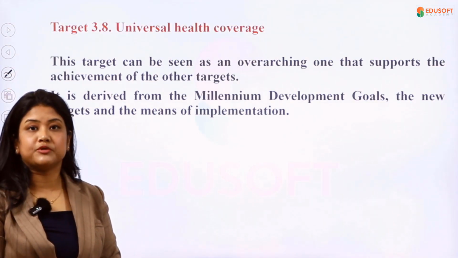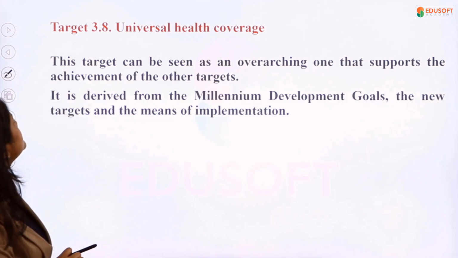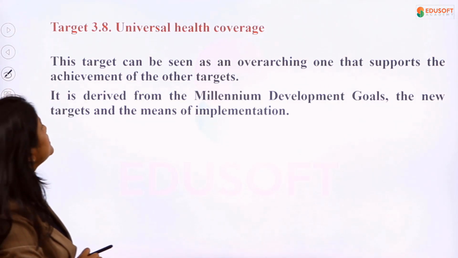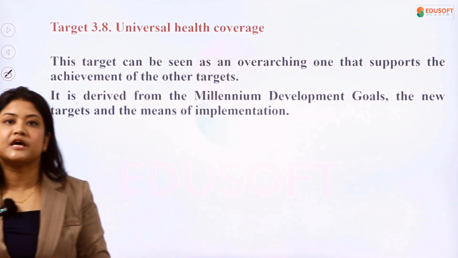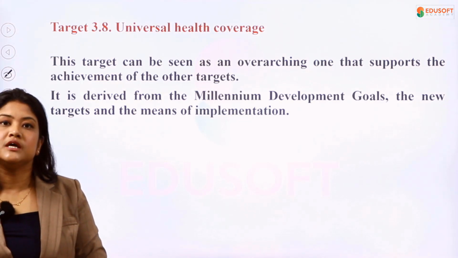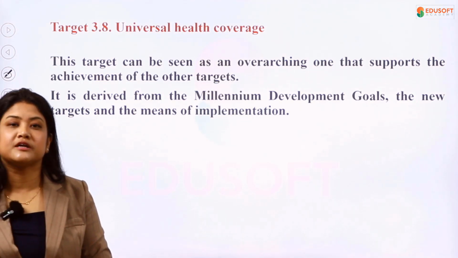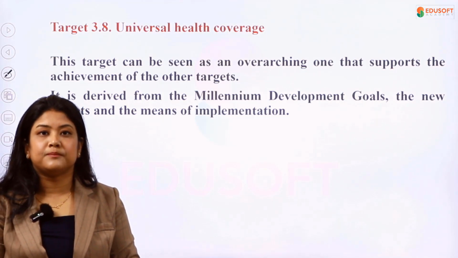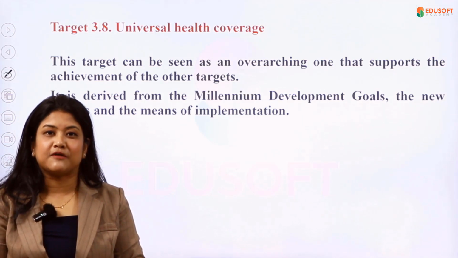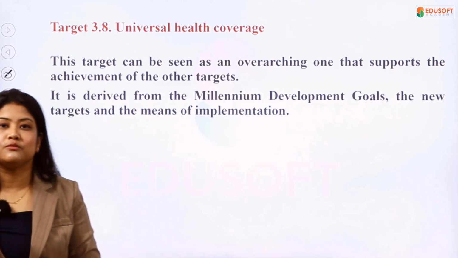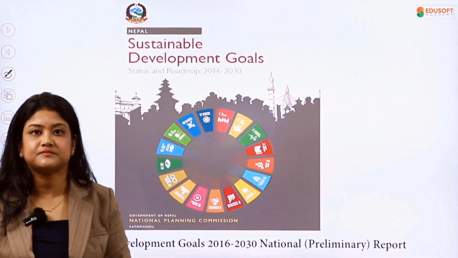Coming to target 3.8, universal health coverage. This target can be seen as an overarching one that supports the achievement of all the other targets, and it is derived from Millennium Development Goals, the new targets, and means of implementation. So these are the targets which fall under goal 3, that is good health and well-being, and I have also already explained to you what they try to achieve, what are the targets that they have set.